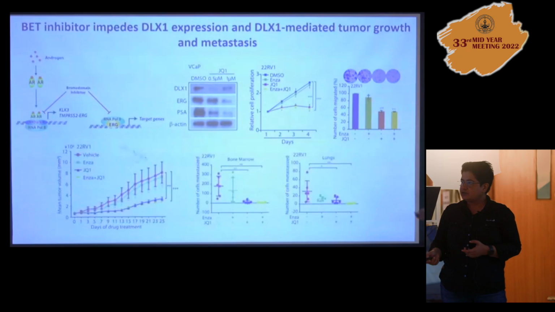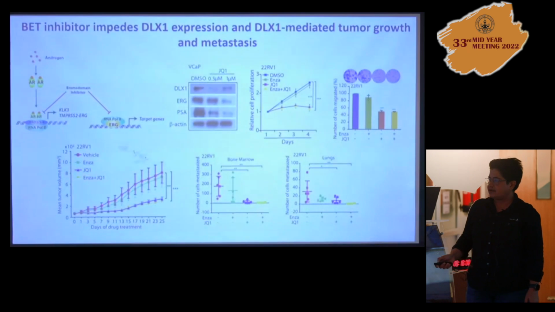Then finally, to recapitulate this entire mechanism in a mice model, we implanted these cells in immunodeficient mice and randomized them into 4 groups and treated them either with enzalutamide alone, JQ1, or a combination of enza and JQ1. And you can see there is a significant decrease in the tumor burden of the mice which were administered JQ1 or the combinatorial therapy with enza and JQ1. And likewise, there was a significant reduction in the cells metastasized to bone marrow and lung in the mice treated with enza or JQ1 or enza and JQ1 both combined.